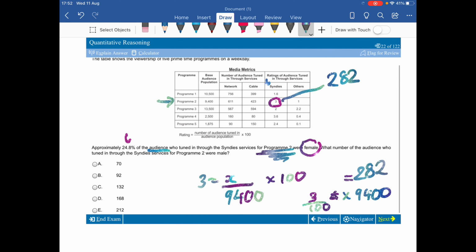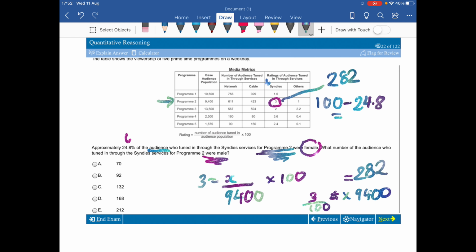Now the thing is that we know that 24.8% are female, but now we need to find how many are male. So what I could do is that I could find 24.8% of 282, and then I could subtract the answer I get from 282 to work out the remaining number of males. And that's what you would usually do. But the quicker way is if you minus the percentage already. So if you work this out on your calculator, that's much faster, because you know that the remaining percentage is males. Percentages do add up to 100, right?